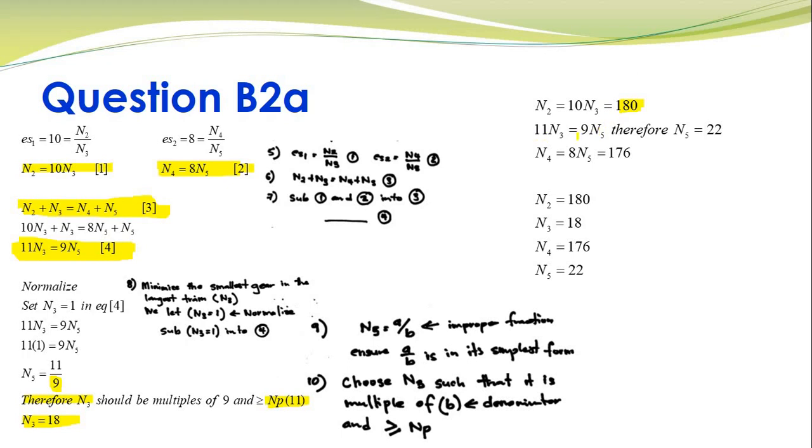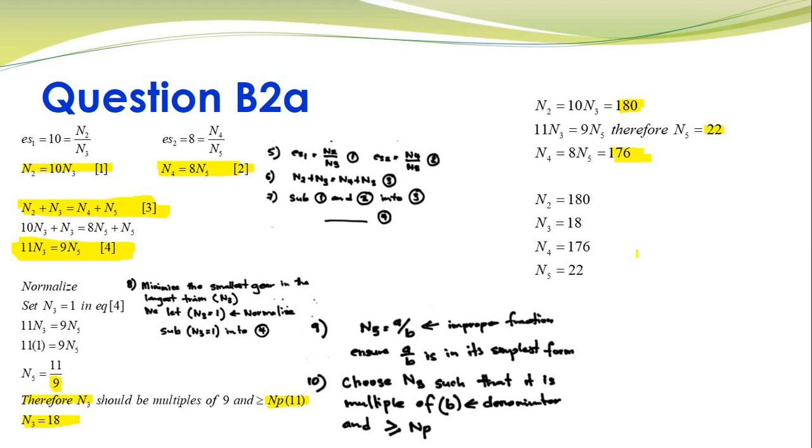Then what we have, using equation 4, is N1 and N3 equals 9 and 5. We can solve for N5 because N3 is 18, so we get 22. And finally N4 is simply 8 and 5. We are using equation 2, so we get 176.